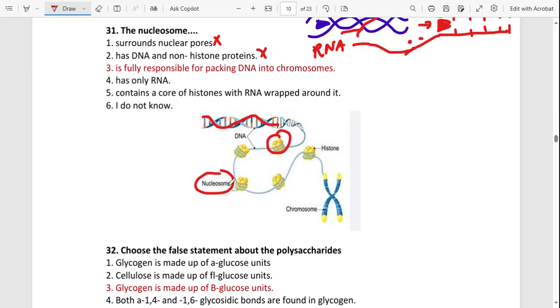So is fully responsible for packing DNA into chromosomes. Once you have got these nucleosomes, like the long chain of nucleosomes, it will now start wrapping around itself, packaging, and that forms a chromosome. All right. So contains a core histone with RNA, it's not RNA. So that is what happens.